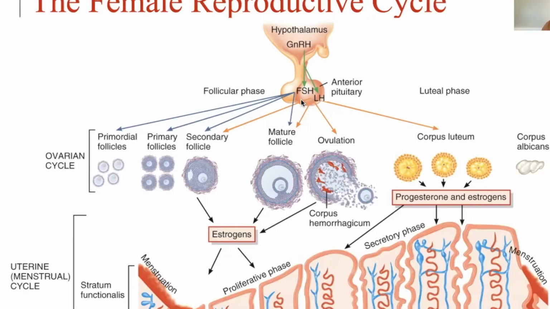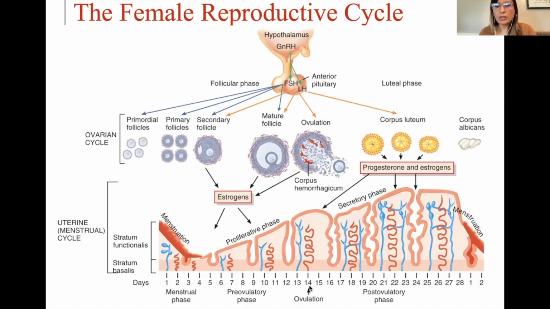At this time, notice that LH starts to stimulate the ovaries, right? And notice that the secondary follicle continues to mature into this mature follicle, and it's almost ready to reach the area or day of ovulation. So that's going to happen on day 14.